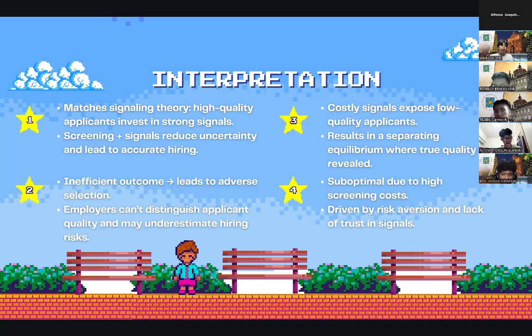And for scenario four, based on the theory, it's suboptimal because screening everyone is costly. Efficient markets rely on signals to reduce the need for universal screening. Employers act like this because they may be reluctant and they prioritize avoiding bad hires over minimizing costs. Lack of trust in signals may also be a reason that encourages everyone to be screened.